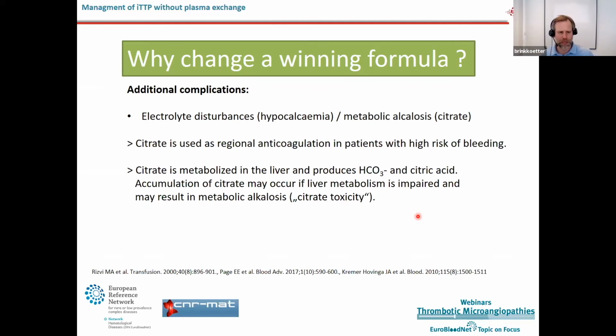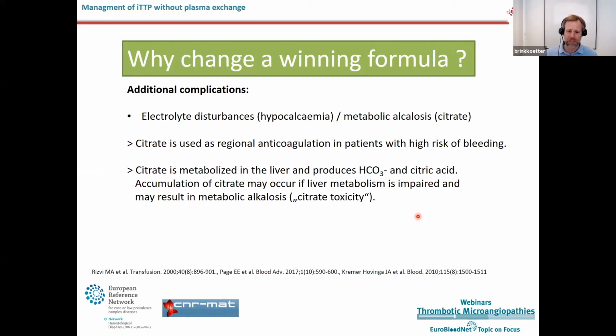Moreover, there are additional complications. So electrolyte disturbances, hypocalcemia is one to mention. Citrate is often used as regional anticoagulation. Citrate exerts its anticoagulation effect by chelating ionized calcium, an essential component in the clotting cascade. As a consequence, you have to replace calcium. Otherwise, you will end up with severe hypocalcemia.